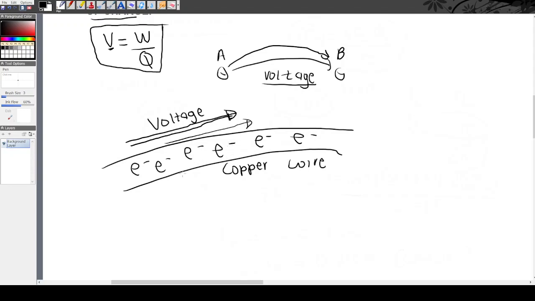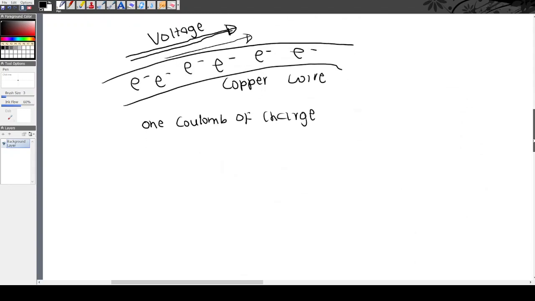Now here is the question you ask yourself: what is 1 coulomb? What is 1 coulomb of charge? What is 1 coulomb of charge?